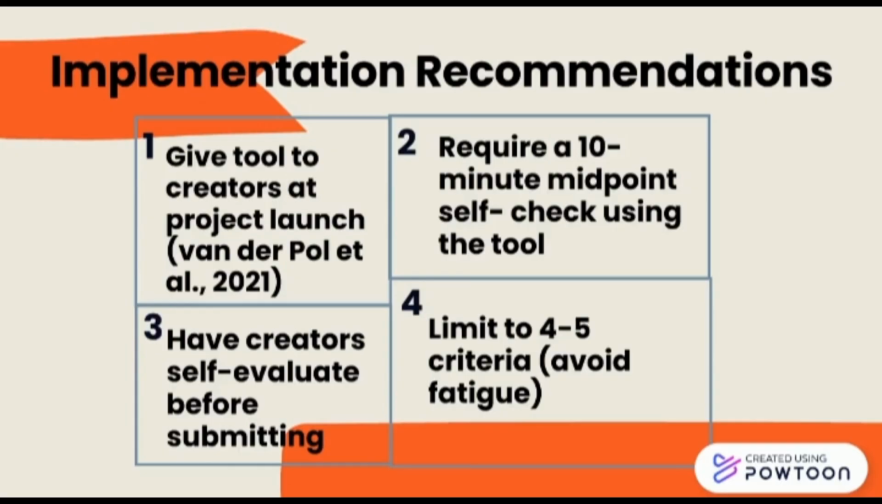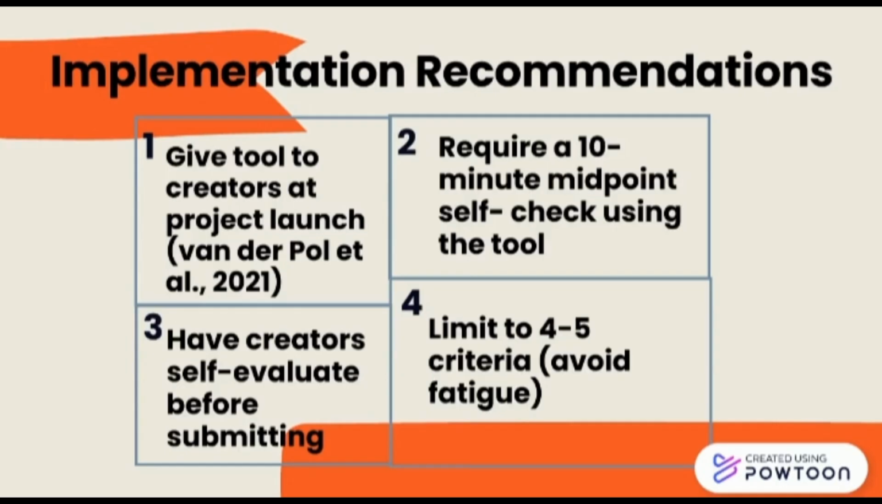Here is our recommended implementation checklist. Number 1. Give the tool to creators with the project plans. It acts as a specification sheet. Number 2. Require a 10-minute midpoint self-check using the tool. Number 3. Have creators self-evaluate before submitting their final material. Number 4. Limit your rubric to 4 or 5 criteria maximum to avoid evaluation fatigue. More than that, and students will stop reading.